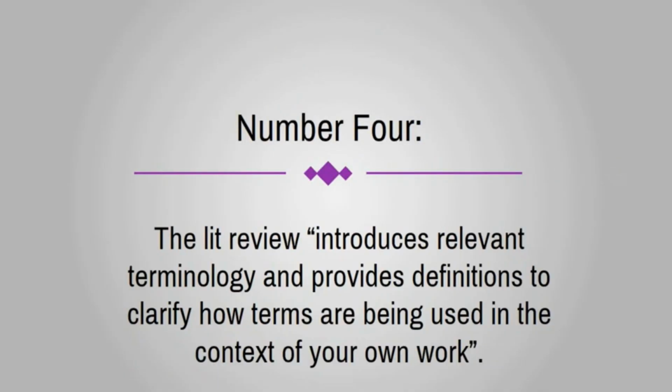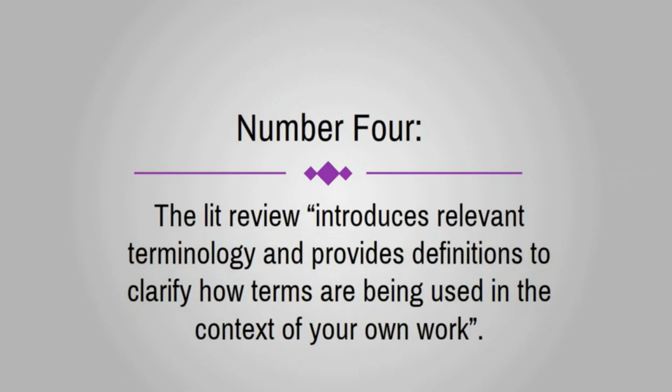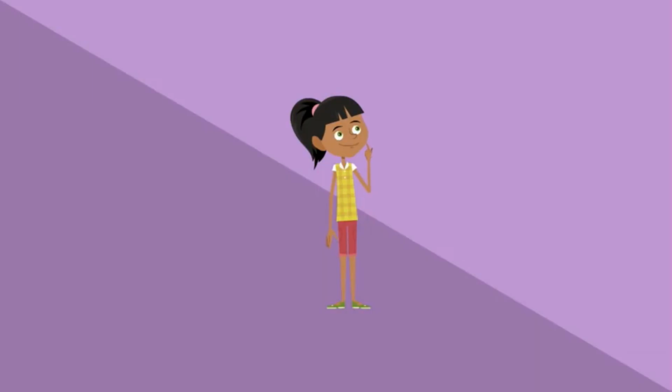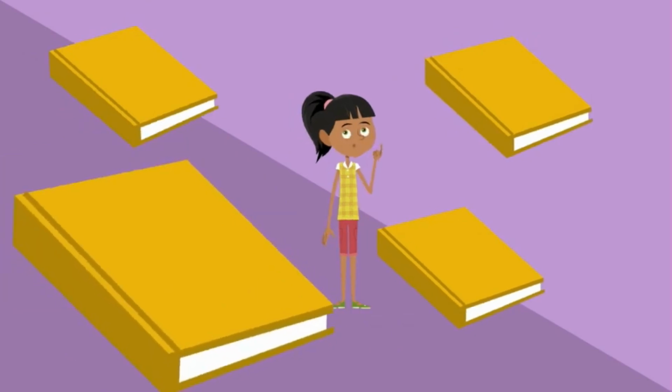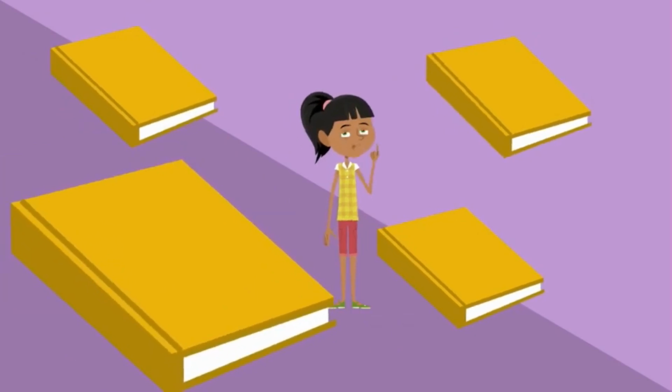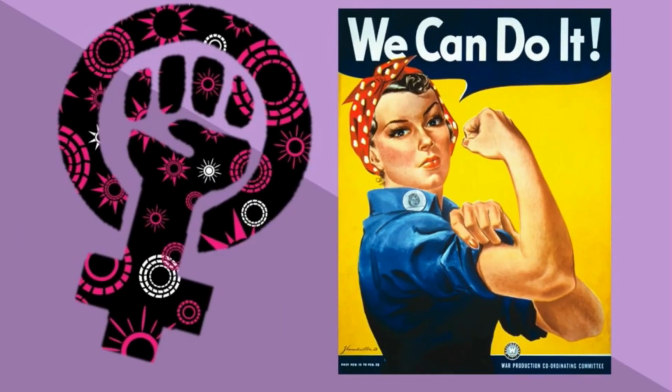Number 4. The lit review introduces relevant terminology and provides definitions to clarify how terms are being used in the context of your work. Clarifying how you use your key phrases is absolutely critical, and to do this you need to explain where and how you developed your definitions. For example, there are countless ways to define feminism, so you need to develop a definition that suits your needs and explains how others may have defined it in the past.